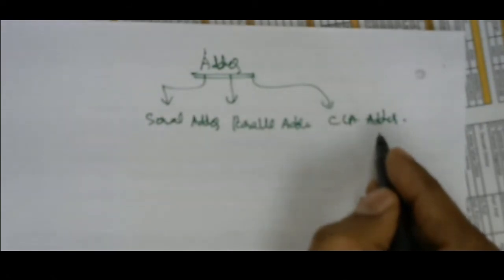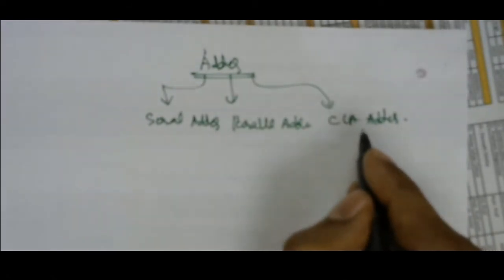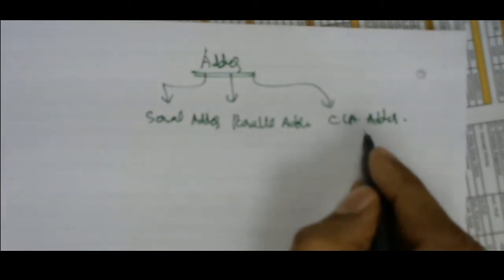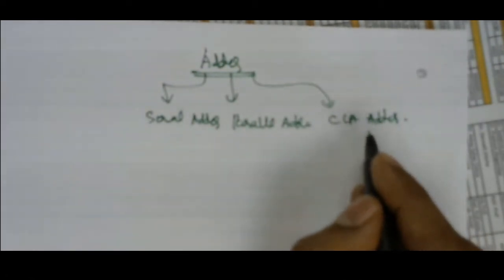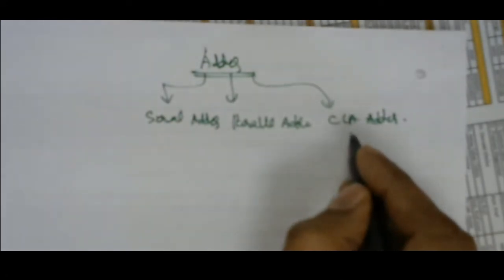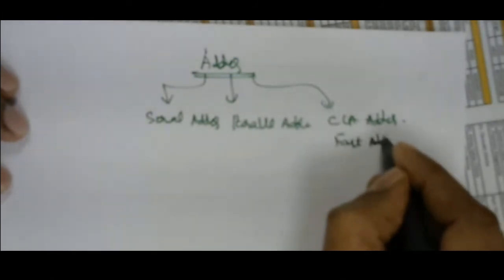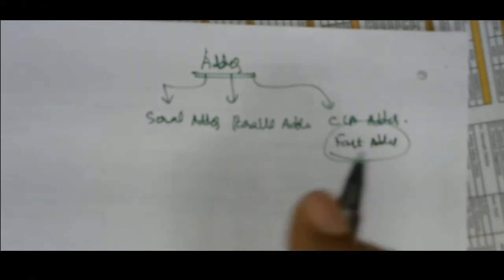Carry look ahead adder. Any more adders you know? Carry propagation, and this one only. No more adders are there. Only three types of adders. Don't think too much, right? One is the serial adder, the parallel adder, and the carry look ahead adder, also called the ripple carry adder or fast adder. Why is it called a fast adder? Because the subsequent section will not wait for the carry.